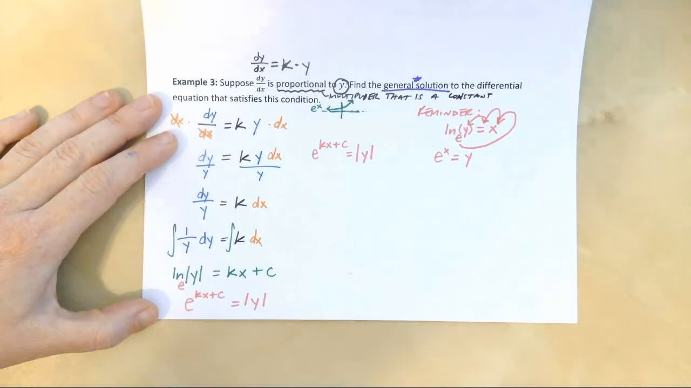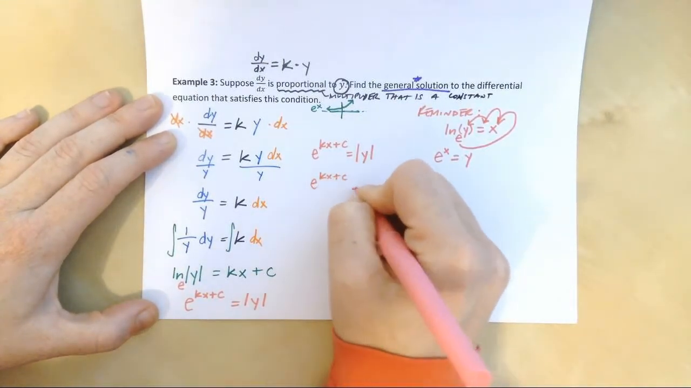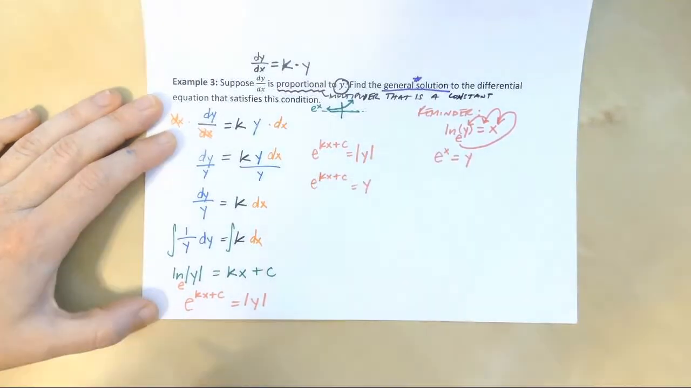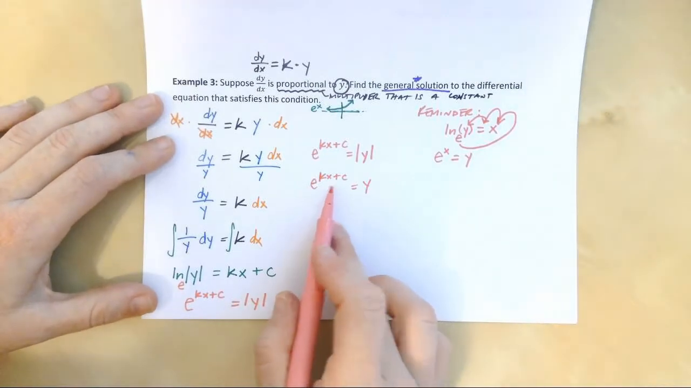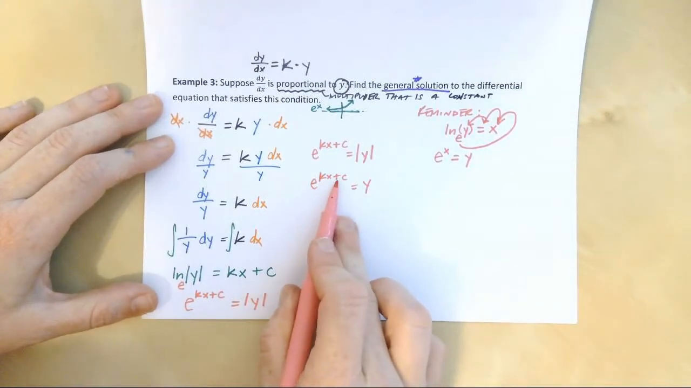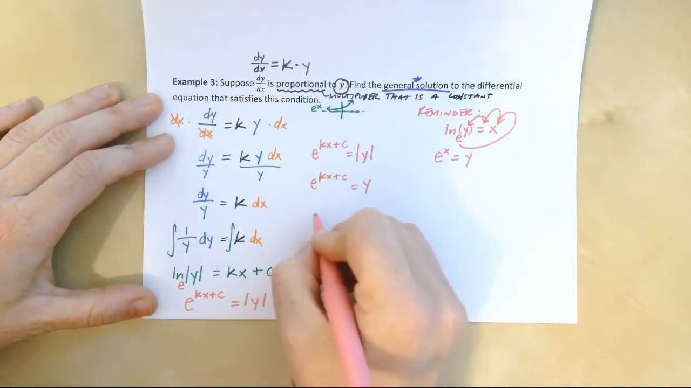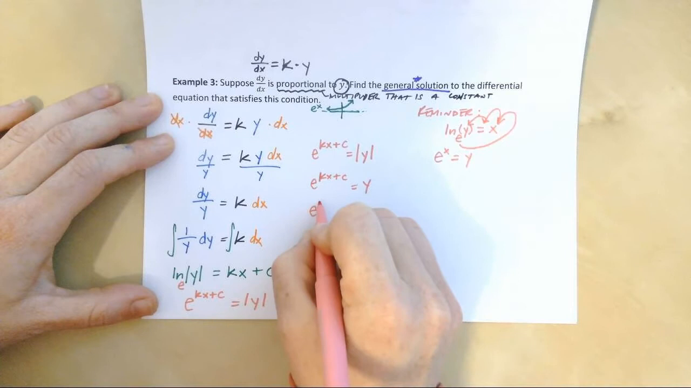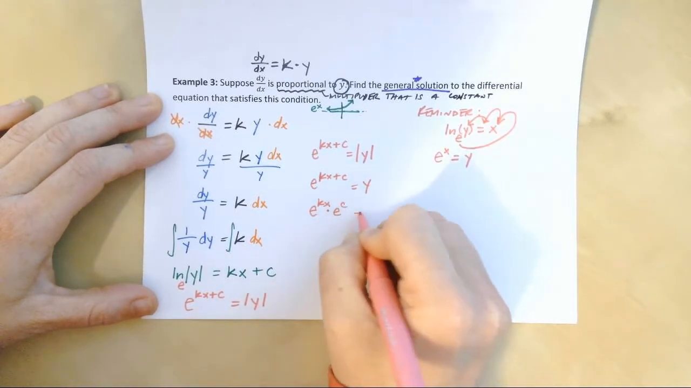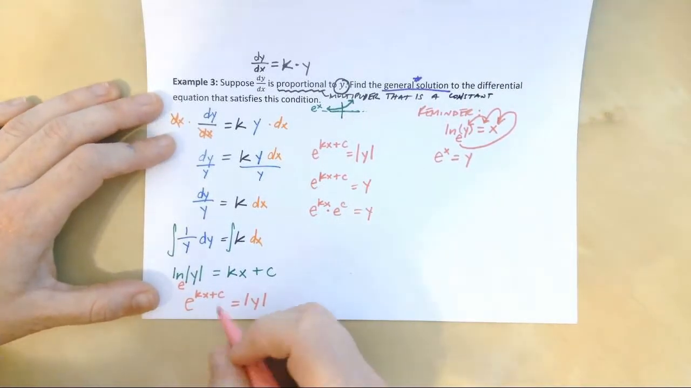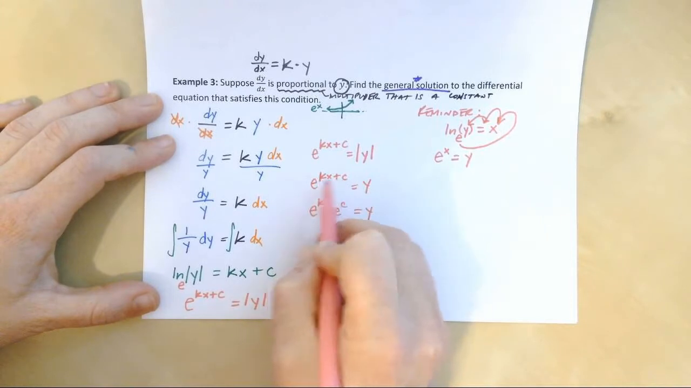Drop your absolute value. So we have e to the kx plus c equals y. And then we're going to have to do some math magic here. Let's break this up. Remember when you're adding exponents, you were actually multiplying before? So let's break this into two parts. e to the kx times e to the c equals y. Let me show you why I did that. Right now, we have two constants, right? We have k and c.